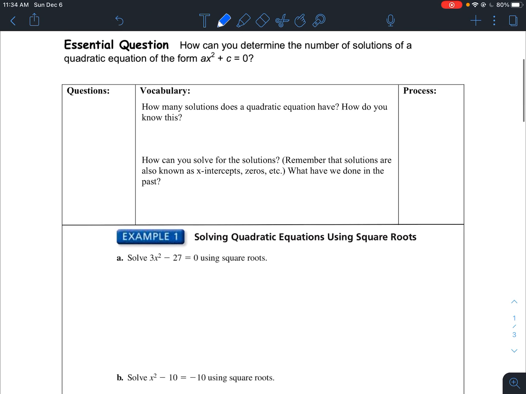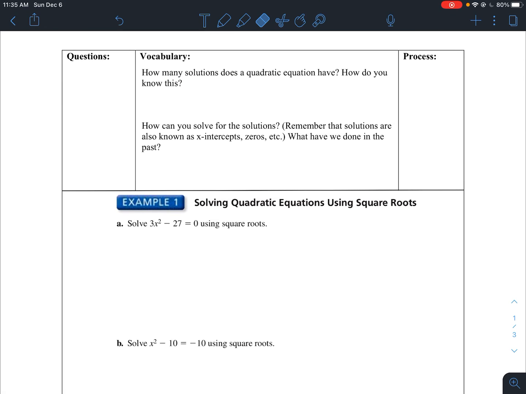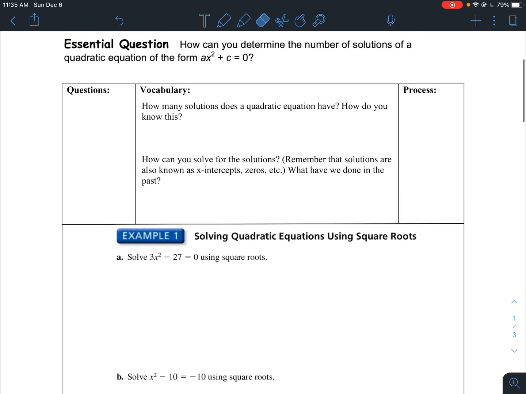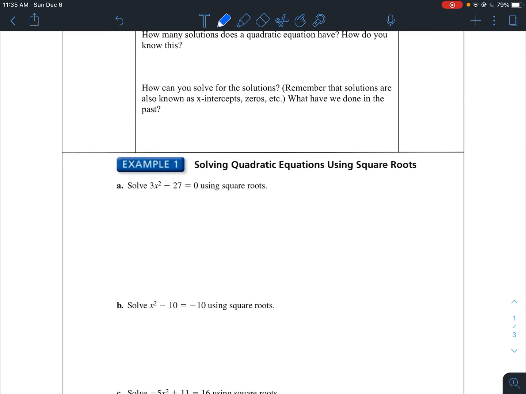So here are some questions that we can answer as we go through. We'll come back to these questions, but basically, as we go throughout this lesson, try and think of these questions, or how you can answer these questions. How many solutions can a quadratic equation have, and how do you know this? And then how can you solve for the solutions? Remembering to think back on previous things that we've done in the past. How do we find intercepts? How do we find zeros? Or how do we find the solutions? So we'll be answering that as we go throughout this lesson.